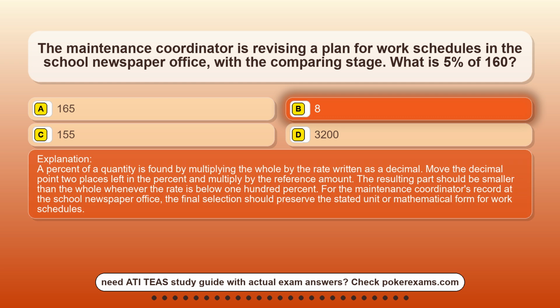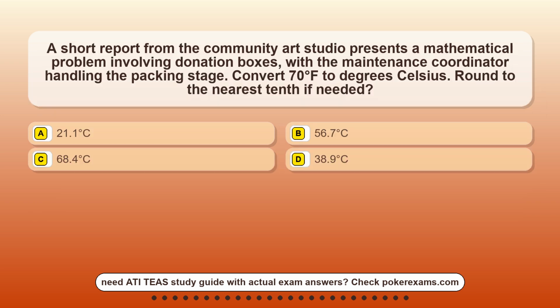A percent of a quantity is found by multiplying the whole by the rate written as a decimal. Move the decimal point 2 places left in the percent and multiply by the reference amount. The resulting part should be smaller than the whole whenever the rate is below 100%. For the maintenance coordinator's record at the school newspaper office, the final selection should preserve the stated unit or mathematical form for work schedules. Question 23.